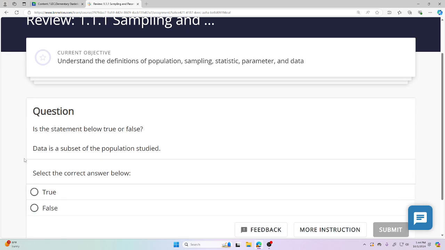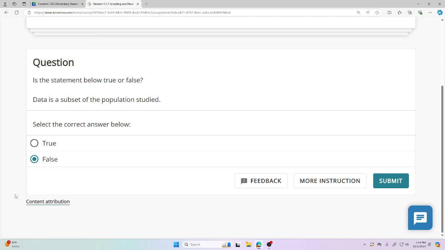Again, some of these are going to be easier than others. A lot of this early stuff, I can't remember definitions. So you're writing down definitions. You know what I mean? Okay, cool. Because I don't remember. Data is a subset of the population studied. What? I'm going to guess. A lot of these I'm going to have to guess on because I don't really know. And that's why it's okay. It's practice. We're practicing. We're reviewing.